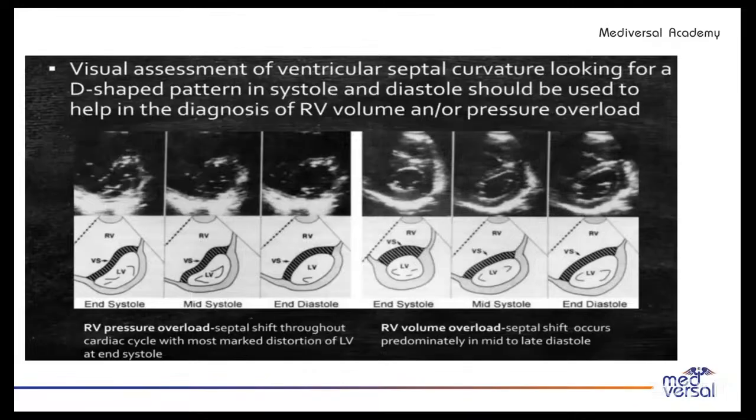In short axis view, either at the papillary muscle level or at the mitral valve level, generally we'll see a round LV, the interventricular septum, and the RV. Generally, in RV pressure overload, there will be septal shift throughout the cardiac cycle, which will be most marked with distortion of the LV at end systole. In RV volume overload, the septal shift occurs predominantly in mid to late diastole. This requires some experience.